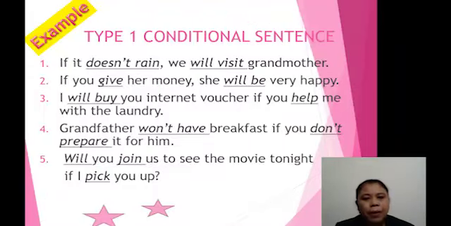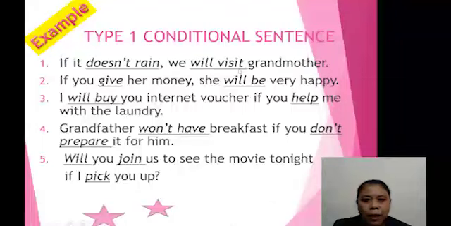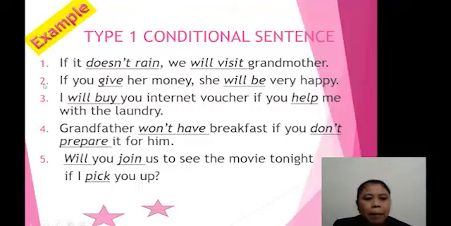Here are the examples of type 1 conditional sentences. Number 1. If it doesn't rain, we will visit grandmother. The negative form of simple present with the singular subject is doesn't plus verb 1. Here it is written doesn't rain. We will visit. This is the simple future. Will plus verb 1.